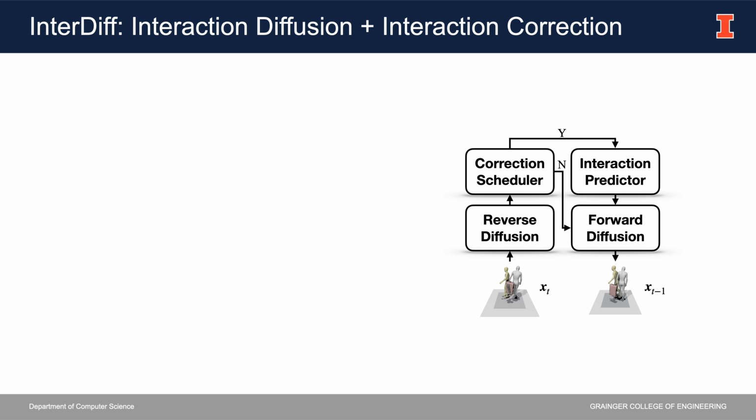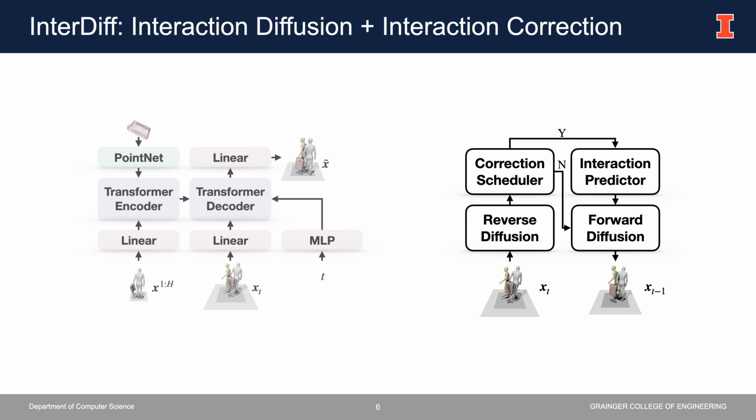In our approach, we embed the interaction correction step into every iteration of interaction diffusion. Here, interaction diffusion is a generator built upon the denoising diffusion probabilistic model. We employ a transformer-based encoder-decoder architecture for the parametrized reverse diffusion, which is tailored to map past motions and object geometry to their denoised future interaction.